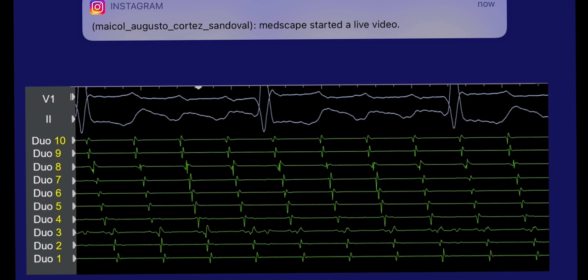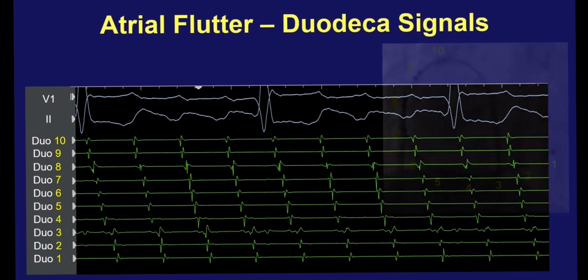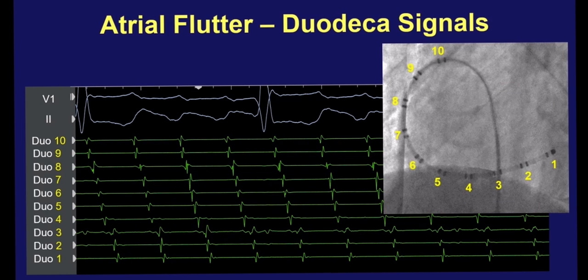And here are the electrograms in that first patient with a duodeca catheter looped around the right atrium with the tip in the coronary sinus, as I reviewed before. And now let's review the sequence of activation in the electrograms from which we're recording.